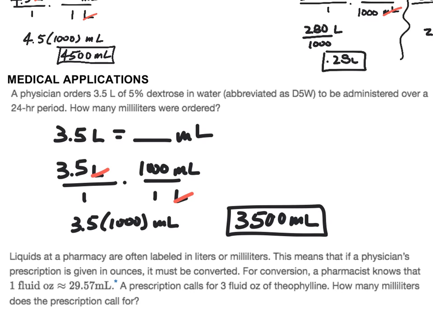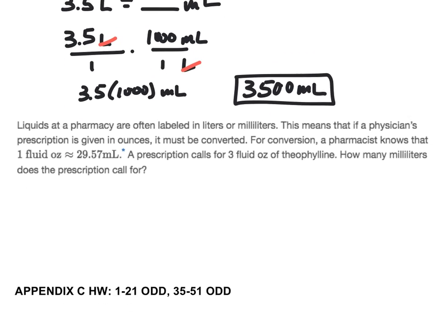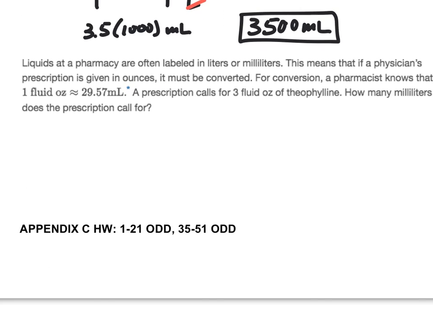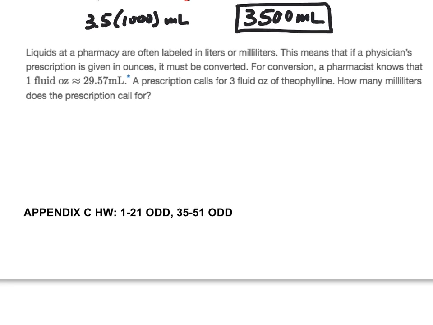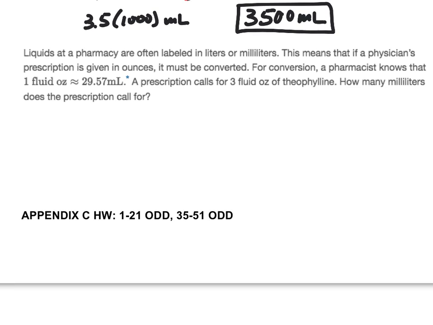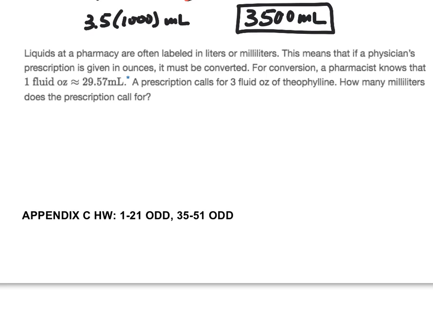The last one says liquids at a pharmacy are often labeled in liters or milliliters. This means that if a physician's prescription is given in ounces, it must be converted. So for conversion, a pharmacist knows that 1 fluid ounce is approximately 29.57 milliliters. So a prescription calls for 3 fluid ounces of theophylline. How many milliliters does the prescription call for?